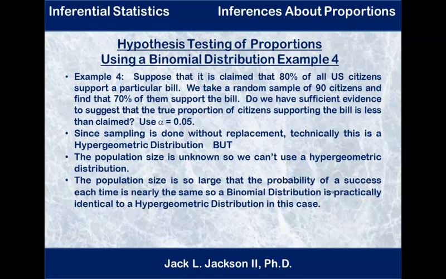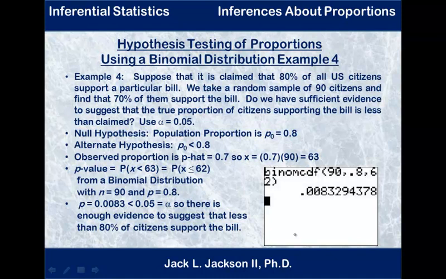Okay, so it's not really going to have any effect on the p-value, or at least not for the first 3, 4, 5, 6 decimal places. They're going to be exactly the same. So it's going to be totally legitimate to use a binomial distribution in this case. So the null hypothesis is the population proportion is 0.8. The alternative hypothesis is the proportion is less than 0.8. Now the observed proportion, p hat, is 0.7. So that means the observed number that we had was 0.7 times 90, which is 63.